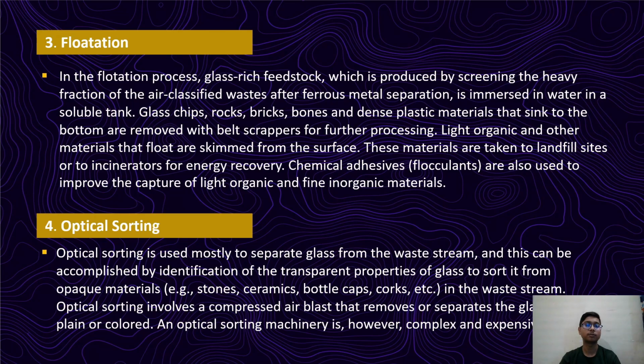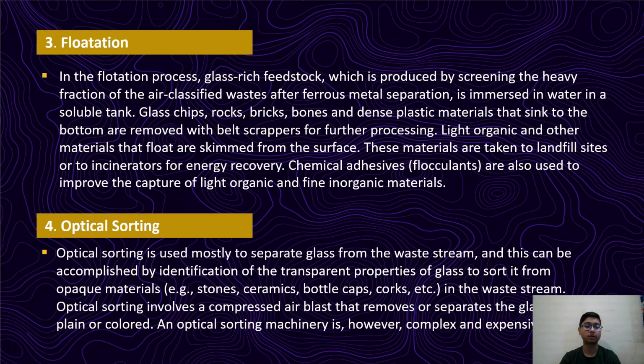In the flotation process, glass-rich feedstock, which is produced by screening the heavy fraction of the air classified waste after ferrous separation, is immersed in water in a suitable tank. Glass chips, rocks, bricks, bones, and dense plastic materials that sink to the bottom are removed with belt scrapers for further processing. These materials are taken to landfill sites or to incinerators for energy recovery.